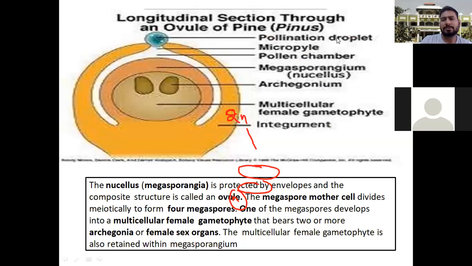Next is the structure. You can see a structure of the ovules, which is found in the gymnosperm. Ovules means seed. Here they have given the names: pollination droplets, micropyle by which pollen grain is going to enter, pollen chamber, and megasporangium, which is provided with the nucellus. Nucellus is nothing but the nutritive tissue.